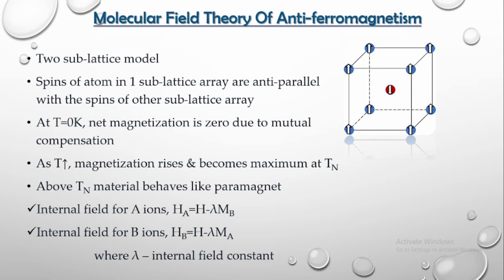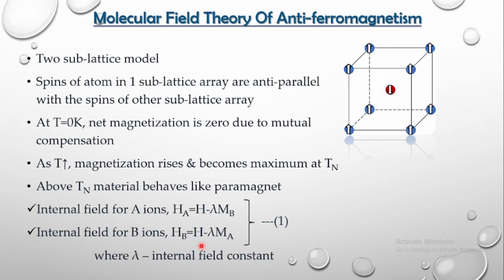Here we can observe that HA, which is the internal field on A, is due to the atom B, which is the nearest neighbor. So the magnetization in B is going to affect the internal field of A, and similarly for the B ion. So we can say that in the set of equation number 1, the first part explains the interaction of B over A and the second part explains the interaction of A over B.